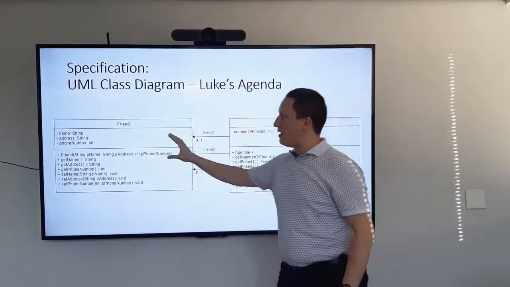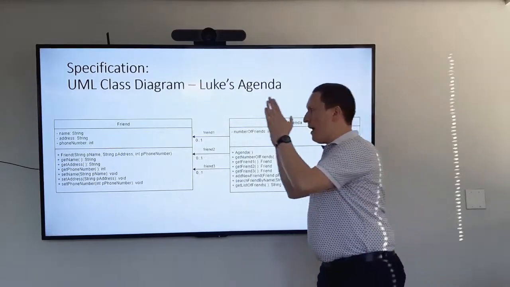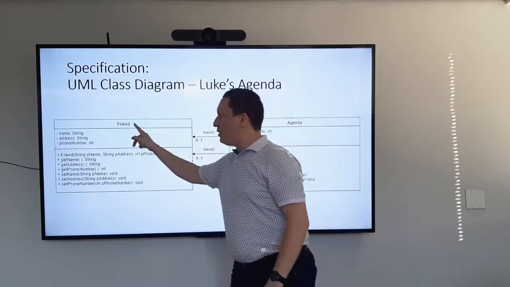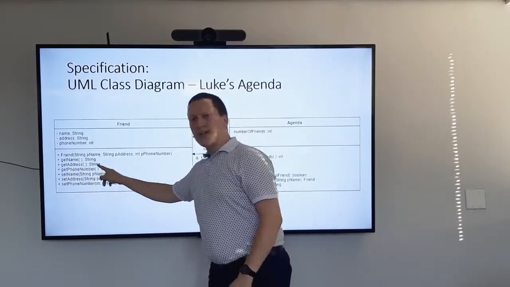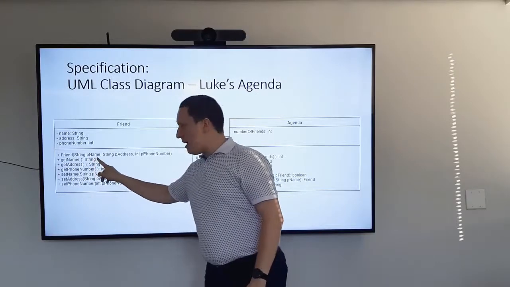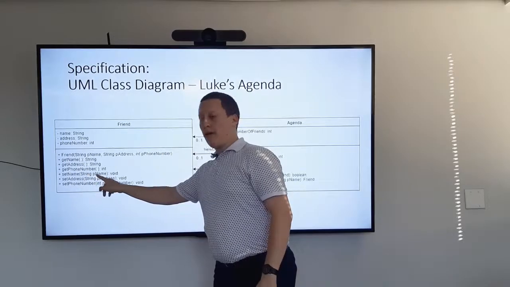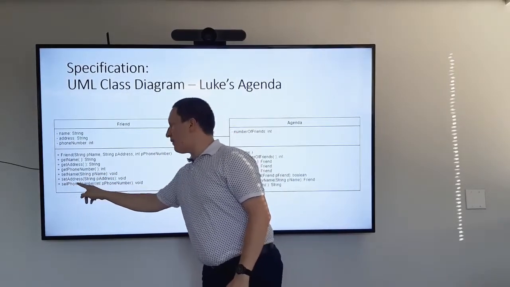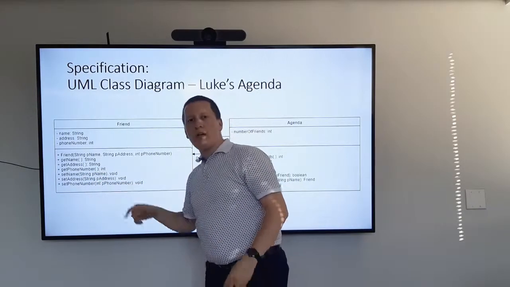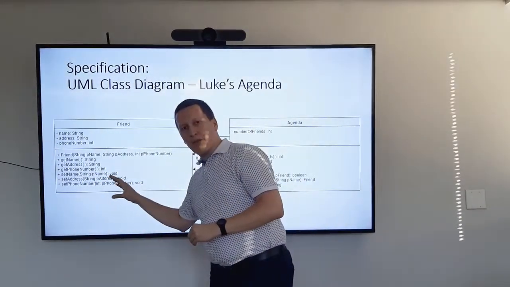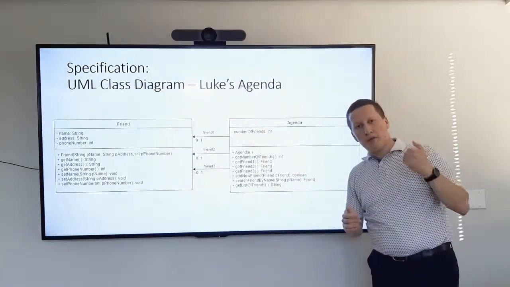So we get to see that from the friend perspective, anyone who has a friend is going to be able to get the friend's phone number, get the friend's address, get the friend's name, and is also going to be able to set the name, set the address, and set the phone number using input data corresponding to each and every one of these methods. So this is the first thing that we were discussing in the previous lectures.